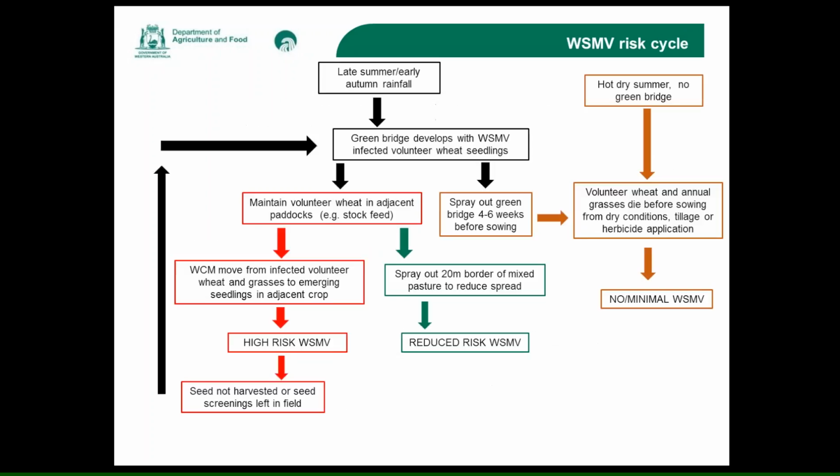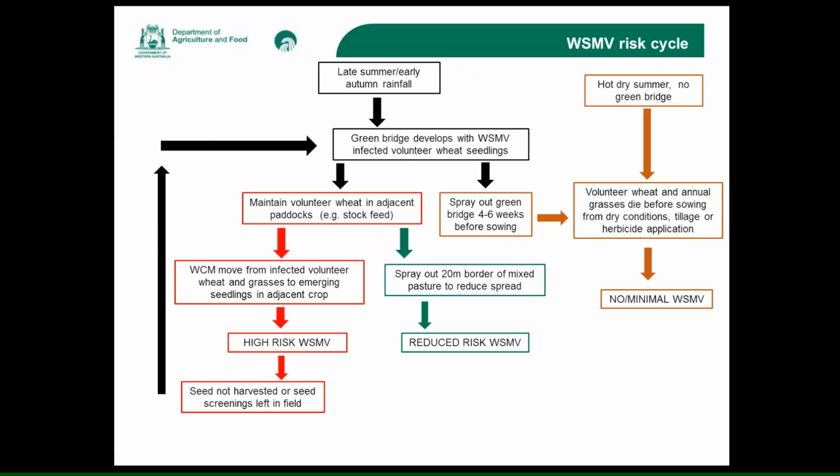So this is just showing you a disease risk cycle for wheat streak mosaic virus. As we've mentioned before, if you have high rainfall during late summer and early autumn, you get that green bridge developing, and that's where the wheat streak mosaic virus and also the mites will build up. So when we maintain that for stock feed, we have the mites moving from those infected plants into the crops, and we end up with the high risk scenario of early high levels of infection of wheat streak in those crops.